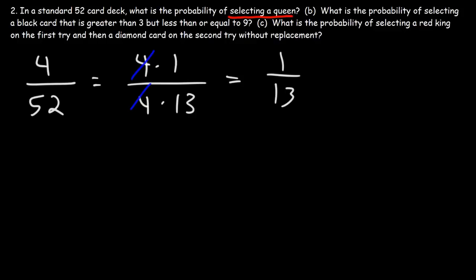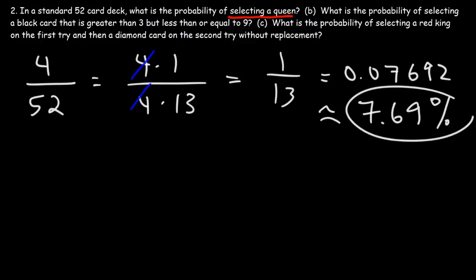1 divided by 13 is basically 0.07692. That's a rounded answer. So if you multiply that by 100, the probability is approximately 7.69%. Now, what about part B? What is the probability of selecting a black card that is greater than 3, but less than or equal to 9?